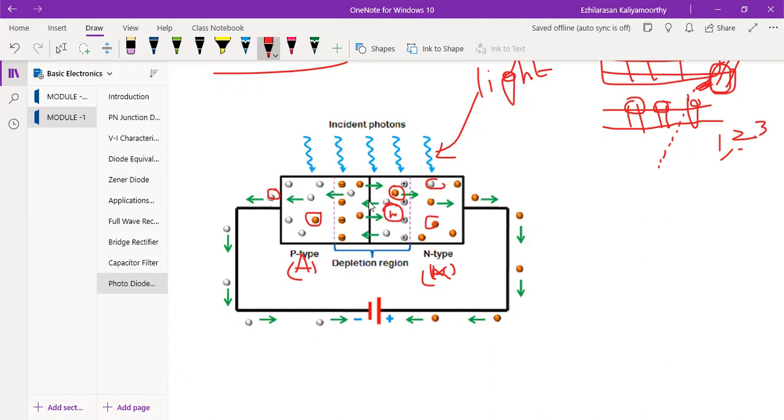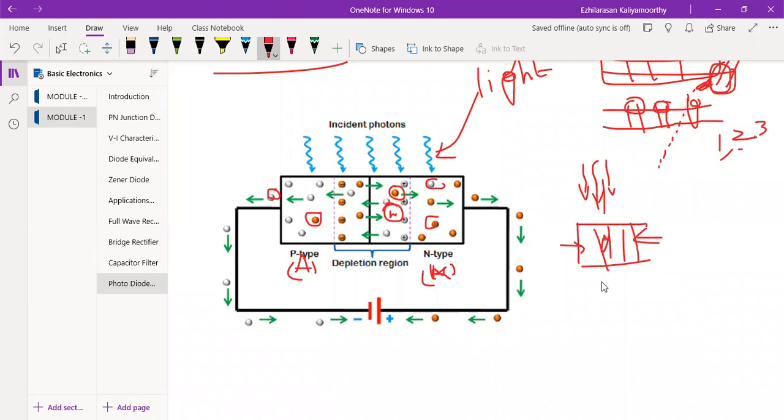In the forward bias you have a narrow depletion region, but in the reverse bias we have a wider depletion region. So if you have the wider depletion region, externally we need to pass light, or photons, to be incident on the junction. Here the neutral elements will be broken, so we get pairs of holes and electrons.